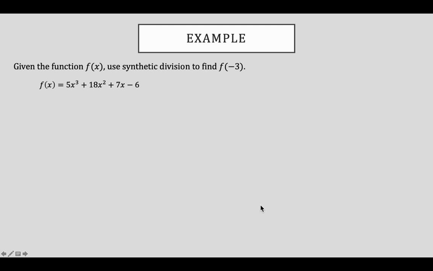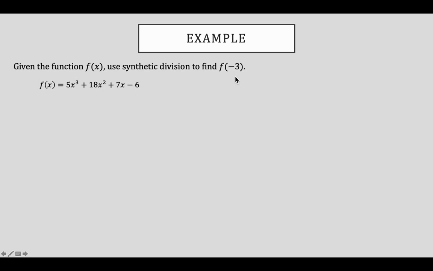So let's do a little bit more with synthetic division here. Given the function f of x, use synthetic division to find f of negative 3. We just learned the remainder theorem, and the remainder theorem tells us that if we do synthetic division, the remainder r is equal to f of k. In other words, f of k is equal to the remainder of our synthetic division.